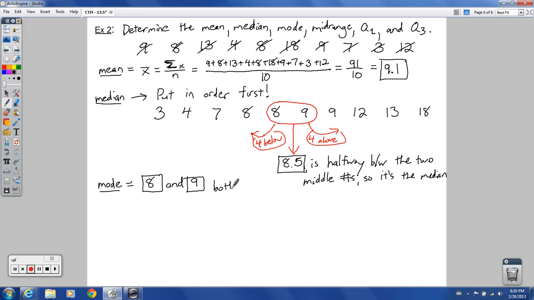Both show up twice. They don't have to show up twice. It's whatever shows up the most. The number could show up 3 times.